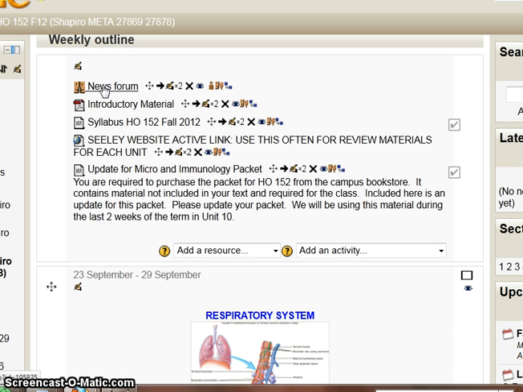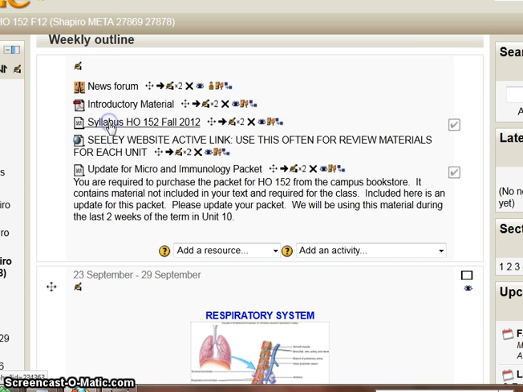There are news forums where I may post news, or you can post news, and introductory material, which tells you some information about computer requirements and so forth. Please take a look at that. There is an active link for the Sealy website, which is listed in your book, that has really good review materials. And let me first take you to the syllabus.